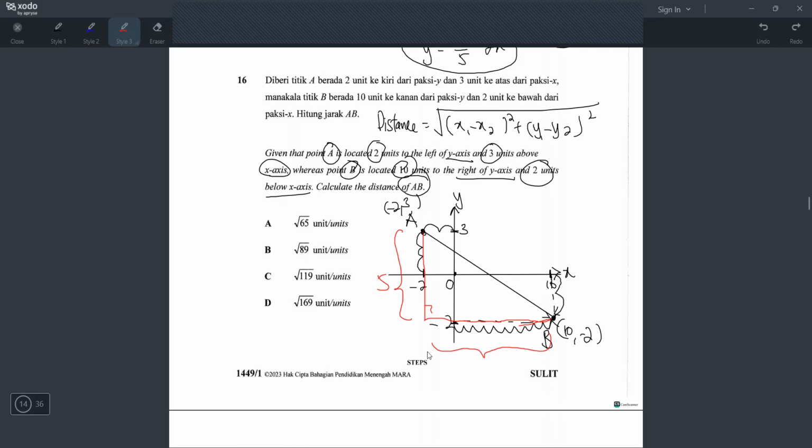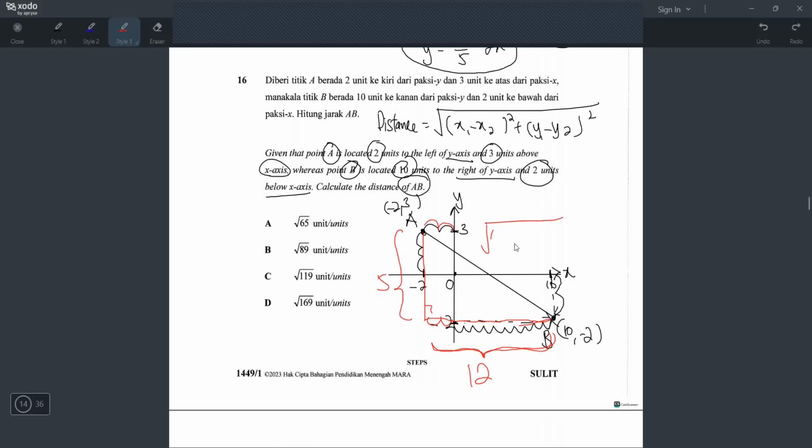Okay, what about here to here? From here to here, how many boxes are there? So from here to here, I know it's 10 boxes. And then plus 2 here, right? So it means that here got 2 boxes. 2 plus 10, it will be 12 boxes in total. So to get the distance of AB, I can use Pythagoras' theorem.